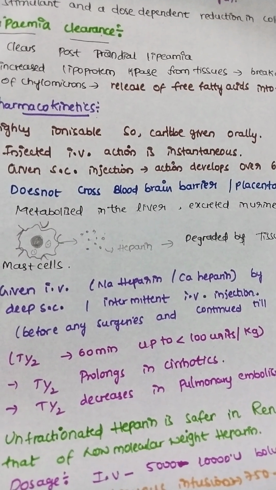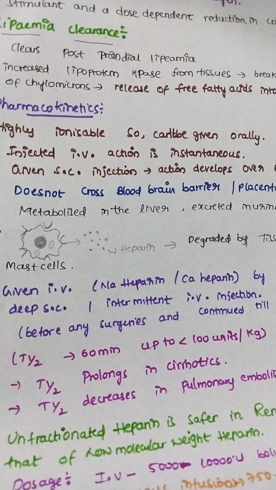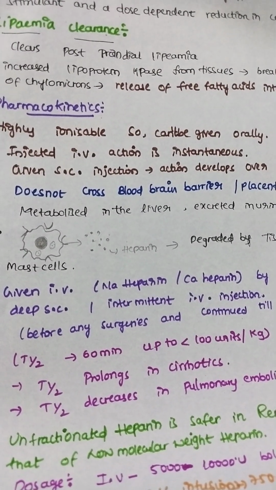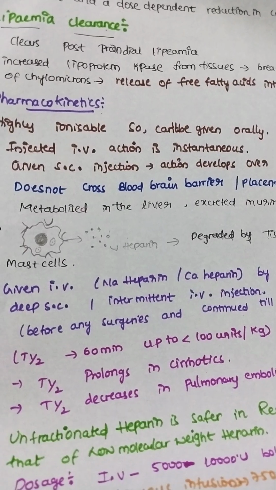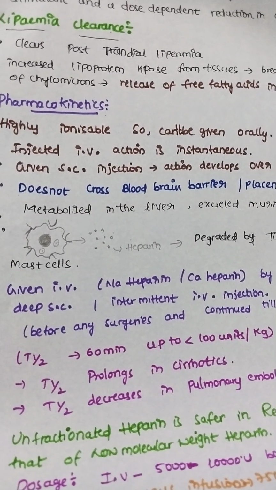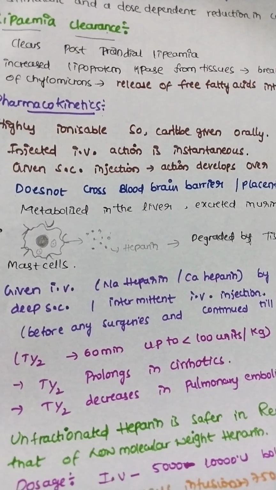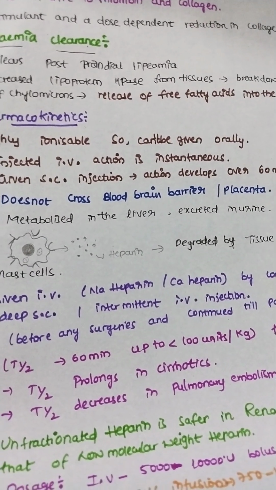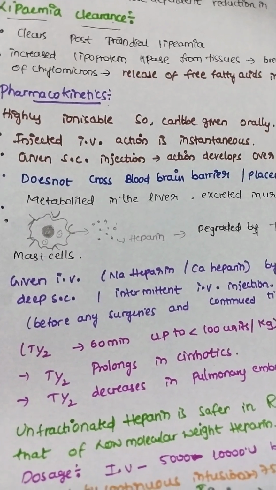So there is liver damage, liver cirrhosis there. So how is it metabolized and excreted? The half-life will show more action in the cirrhotics, who suffer with cirrhosis. The half-life decreases in pulmonary embolism.